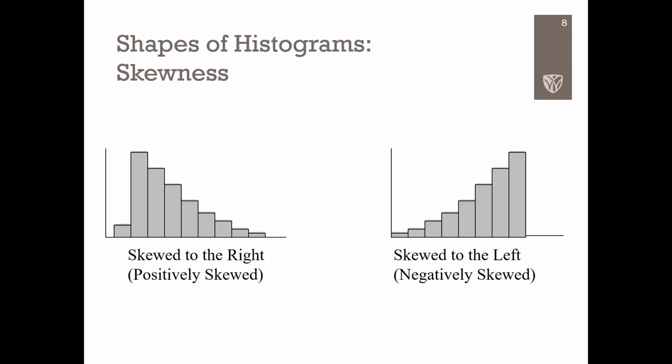So that's a skewed distribution. Skewed to the right has the long tail pointing to the right. On the other side of the screen, skewed to the left has the long tail pointing to the left. We also refer to skewed to the right as positively skewed, and a distribution that's skewed to the left as being negatively skewed.